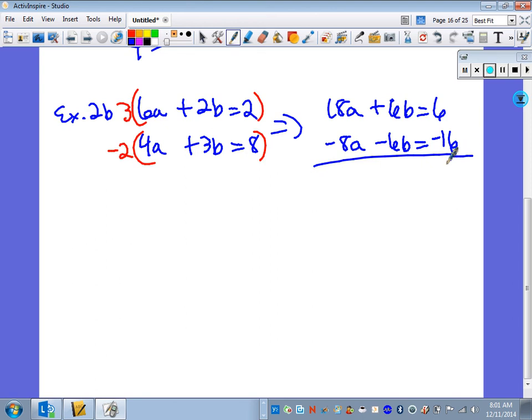Okay, and so I'm going to add. That's going to be 10a equals negative 10. Divide both sides by 10. A is negative 1. Now I'm going to take this and substitute it back in.